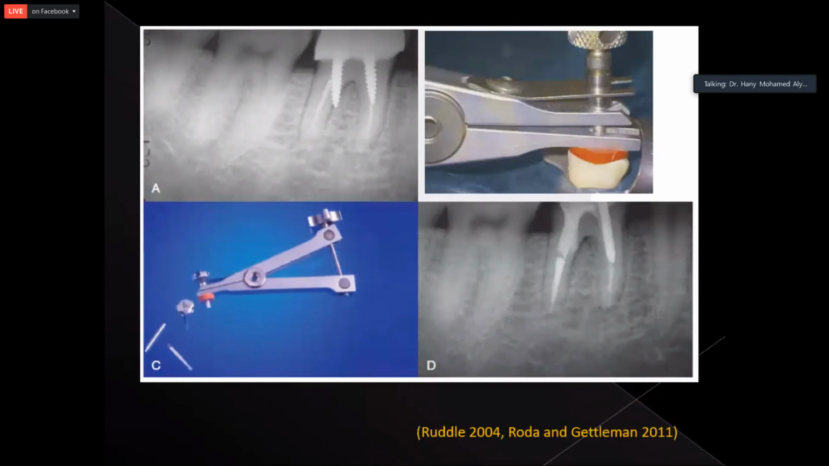There are also some other kits which can be used in order to remove the post, such as the Masserann kit.